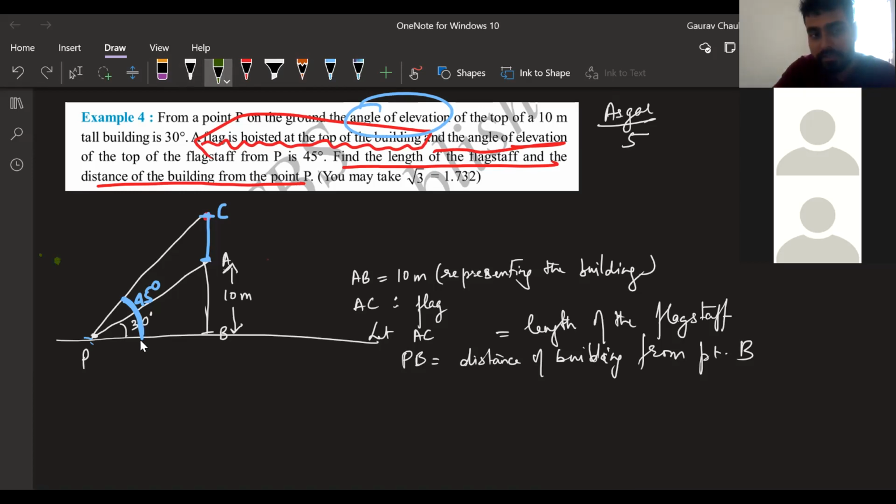Suppose there was one point X here. For this point, the horizontal would have been like this, parallel to the ground. Are you getting this? And the line of sight to look at the top of the flag would have been like this.